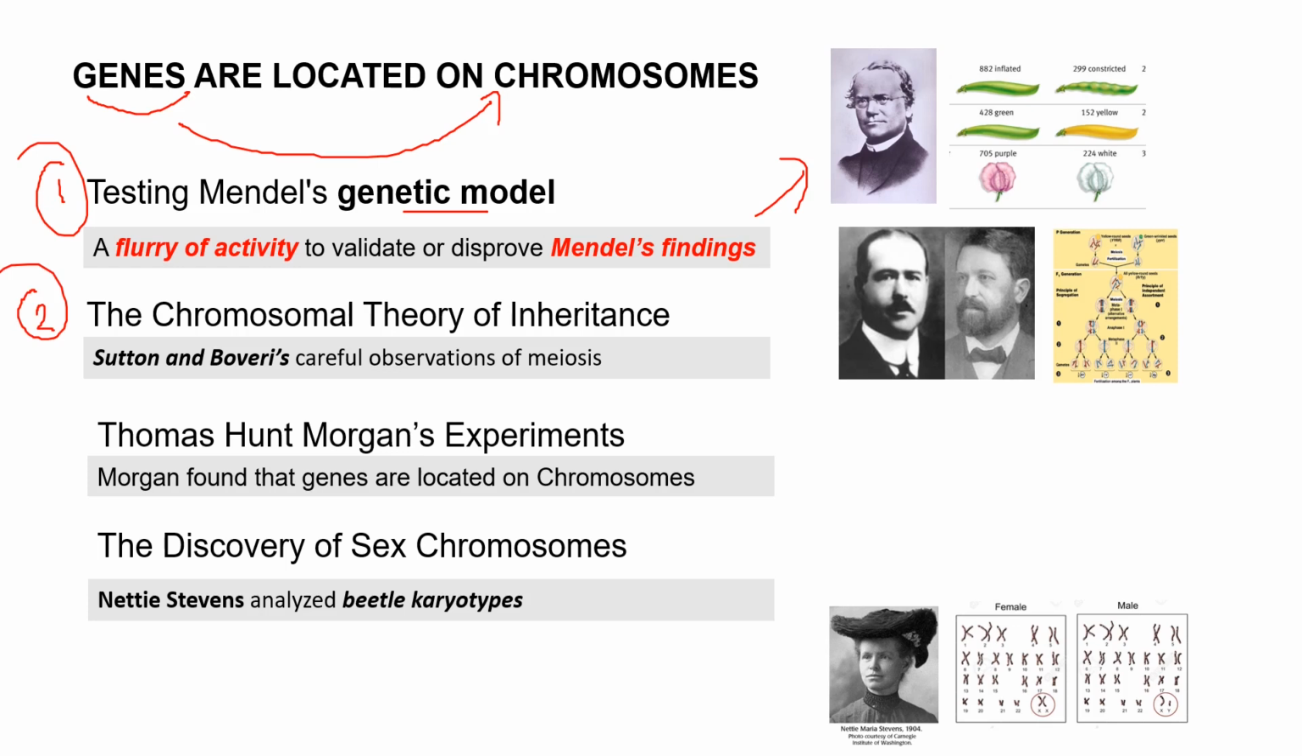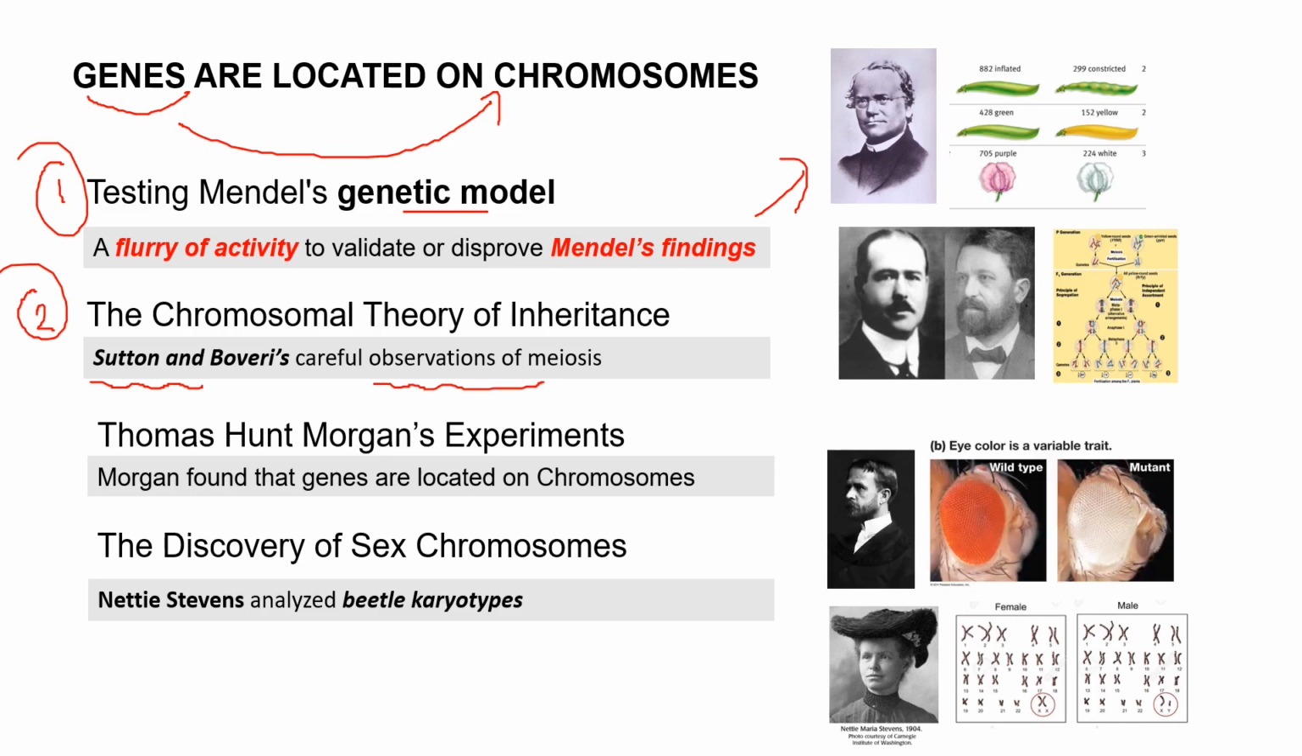So we'll talk about the work of these two scientists and how they carefully observed a process called meiosis. And then we will focus on the work of this very important scientist, Thomas Morgan, and his experiments on fruit flies. Using fruit flies, and in particular the eye color, he was able to find that genes were located on chromosomes.